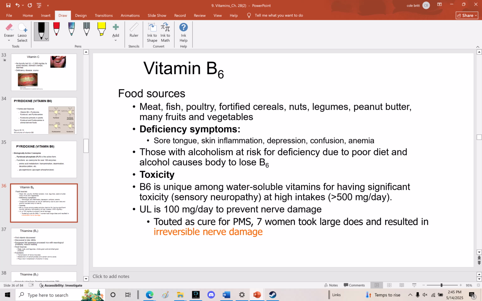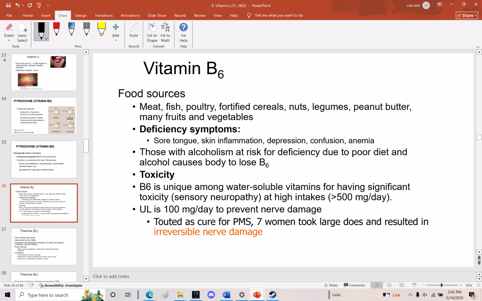Yeah, all your B vitamins. Thiamine, when we get to it, we'll talk about that one specifically, because that one has more serious issues related to alcoholism. All right, but I do want to finish this before we move on. So I'm going to finish with the toxicity related to vitamin B6.